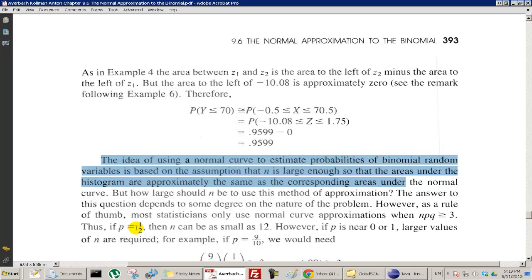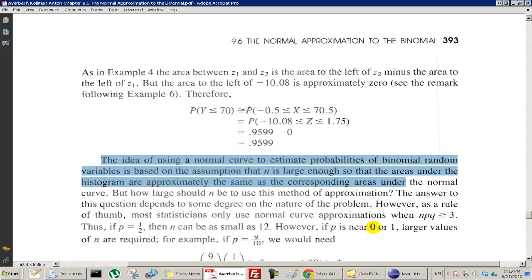So if one is a half, the other is a half. Then if n is 12, we get a quarter times 12 is 3. So as long as that's okay in that case. However, if p is near 0 or 1, remember, if p is near 0, then q is what? q is near 1, so it can be either way.